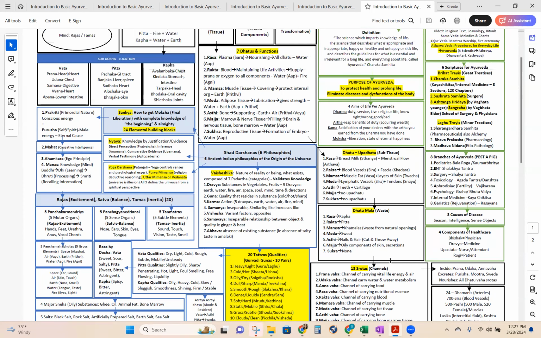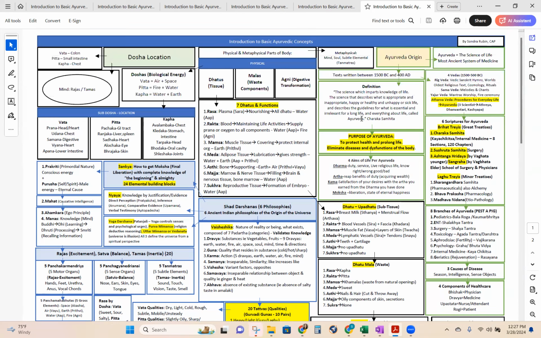Okay, and now we are going to go over the top right-hand side. It says the origin of Ayurveda. Okay, so Ayurveda means the science of life, and it is considered the most ancient system of medicine. And texts were written between 1500 BC and 400 AD. And it started with the four Vedas. Rig Veda was where Vedic Sanskrit hymns, considered the world's oldest religious texts, were written, and cosmology and rituals were started during that time.